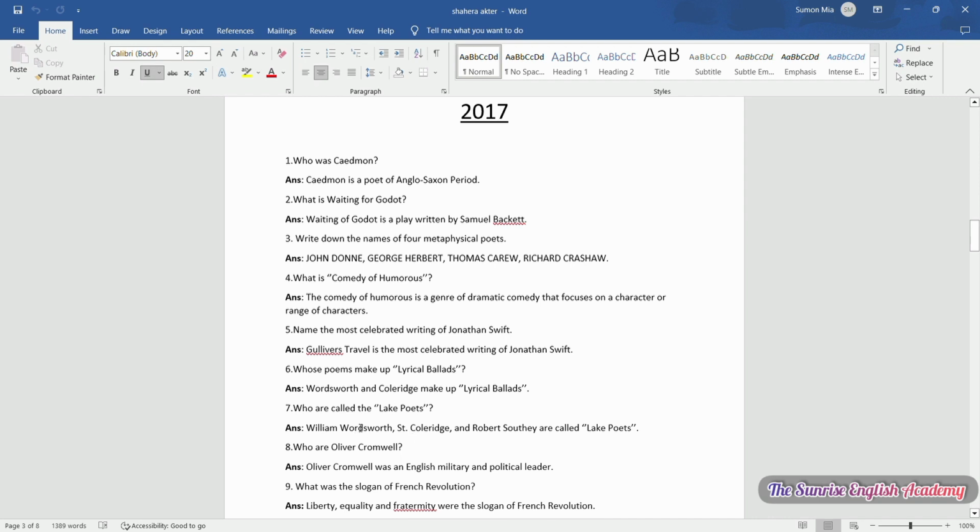7. Who are called the Lake poets? Answer: William Wordsworth, S. T. Coleridge and Robert Southey are called the Lake poets. 8. Who was Oliver Cromwell? Answer: Oliver Cromwell was an English military and political leader. 9. What was the slogan of the French Revolution? Answer: Liberty, equality and fraternity were the slogan of the French Revolution.